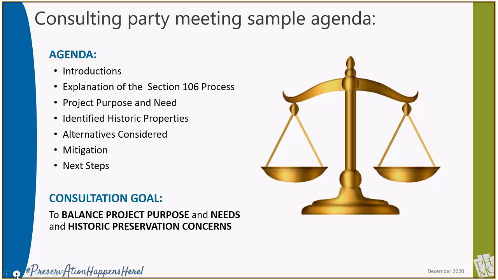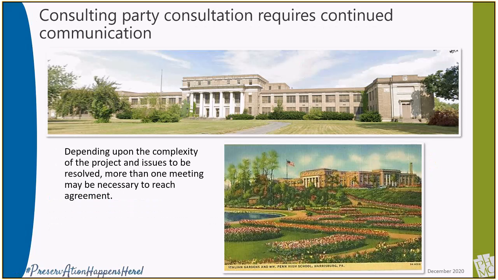Complicated projects or ordinary projects with a good deal of public interest or even controversy can take longer to resolve through the consultation process and may require more than one meeting. That is why it is always smart to begin the consultation process early in the project planning process. The added stress of available funds about to expire can be avoided with good planning.